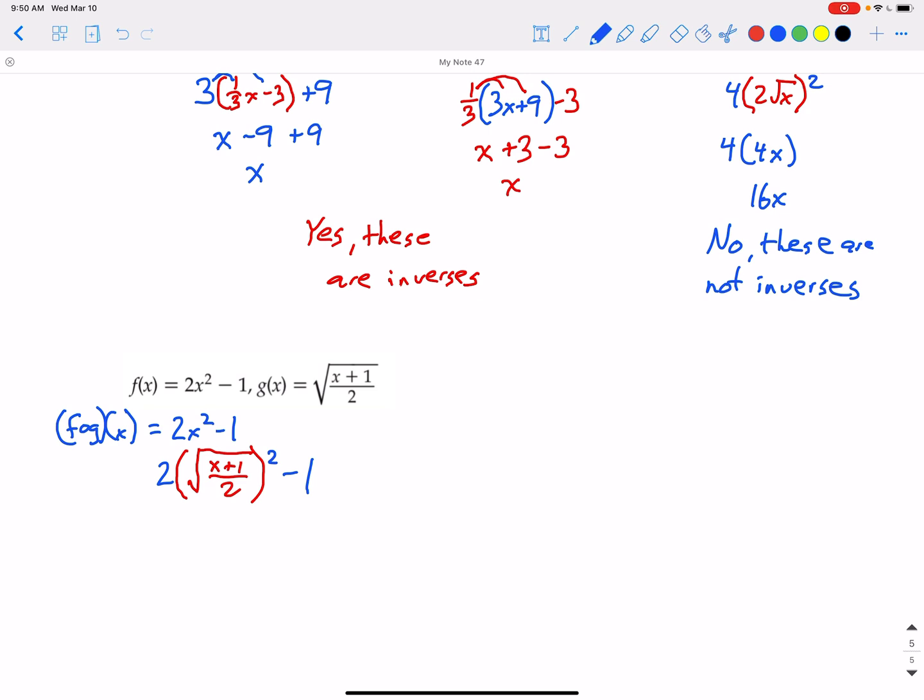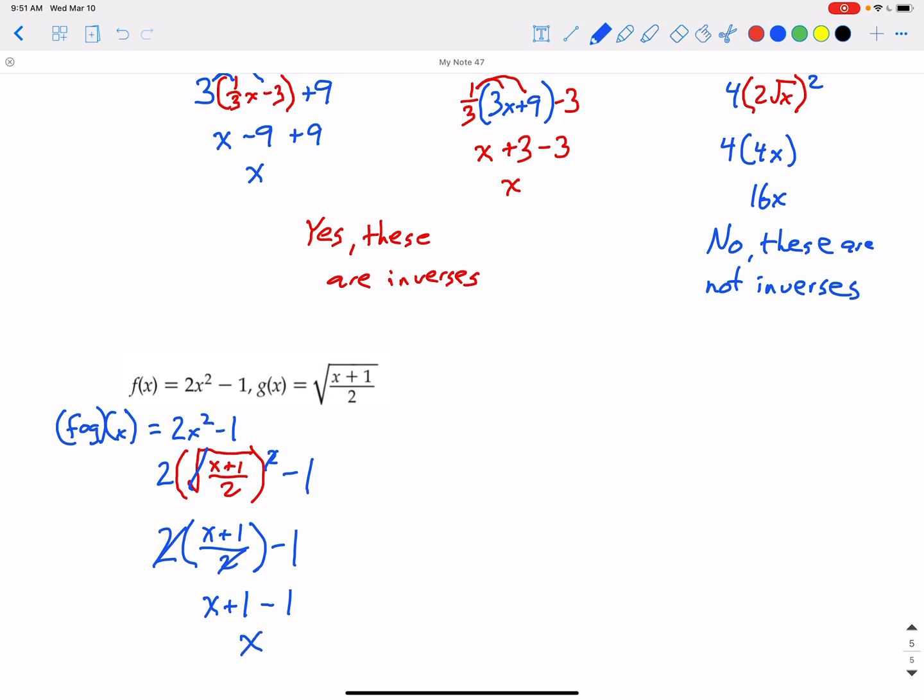And when you have a square root and it's being squared, those actually just cancel each other out, so that's pretty handy. So we get 2 times x plus 1 over 2 minus 1. We have 2 times that fraction, so we have 2 times x plus 1, and then you turn right back around and divide that by 2. That means the 2's cancel, leaving us with just x plus 1, and then minus 1. And plus 1 and minus 1 means that those cancel, so we're left with just x.